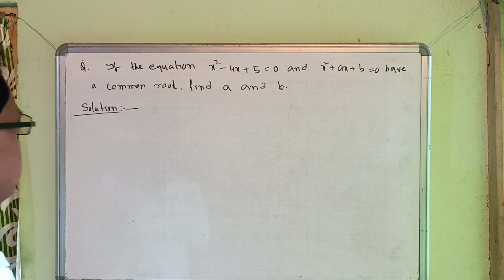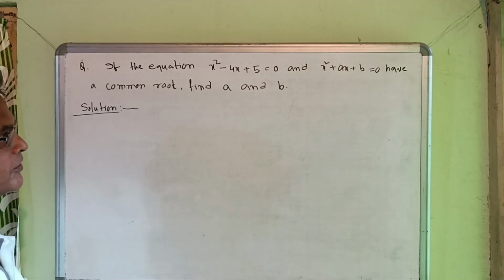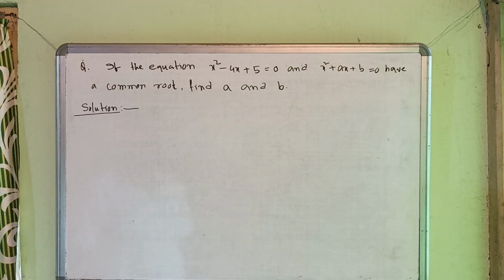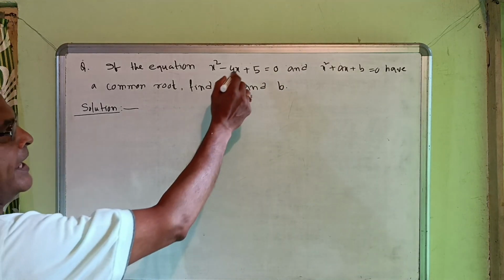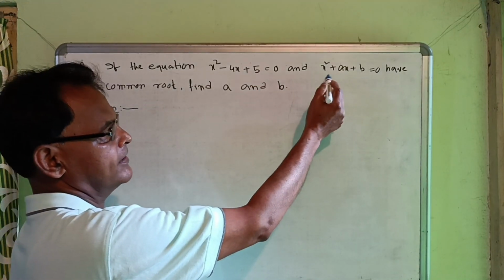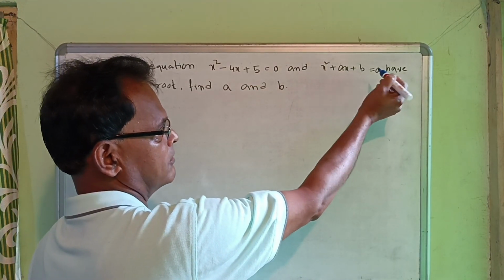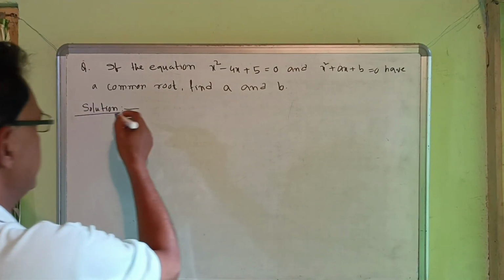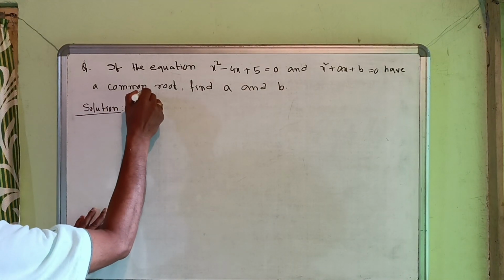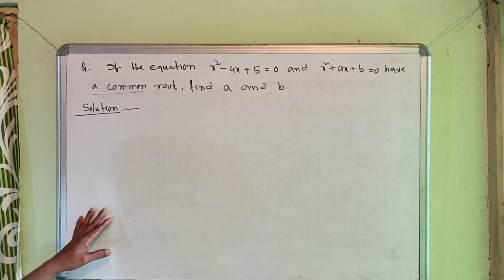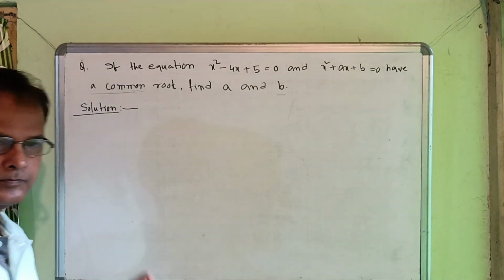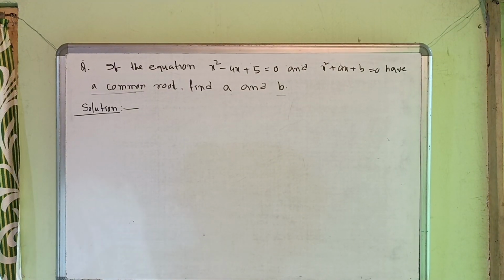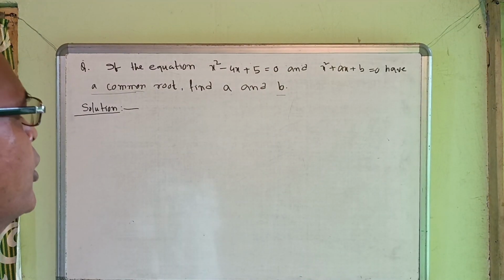Next, we are going to discuss another very important question from the same chapter. The question is: if the equations x square minus 4x plus 5 equal to 0 and x square plus ax plus b equal to 0 have a common root, find the values of a and b. That means both equations have one common root.